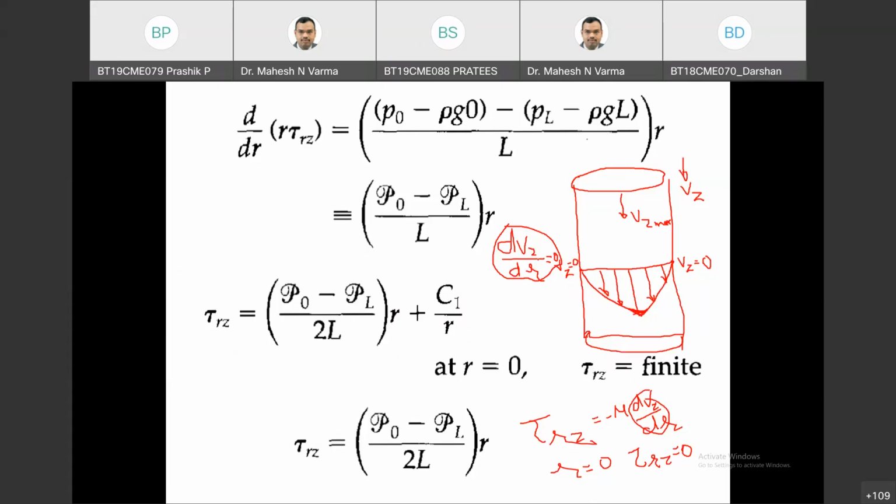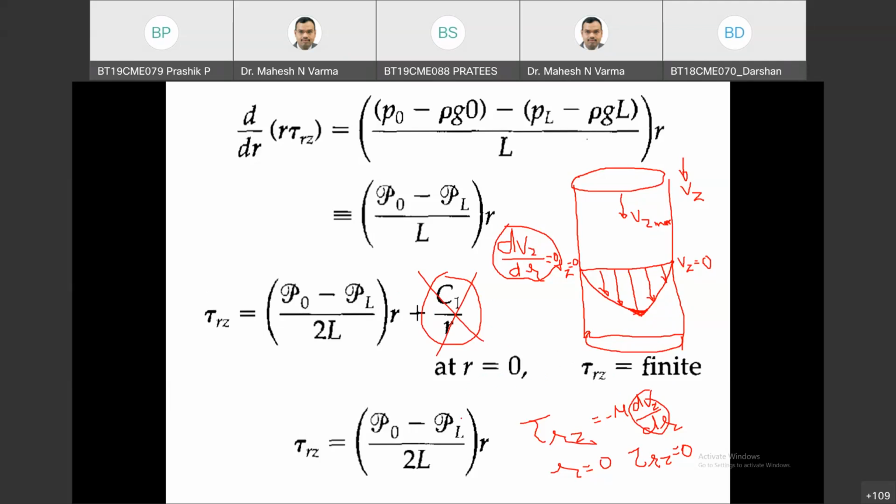Even if you don't know how to imagine the flux profile, velocity profile and mathematics, you can simply use that at any physical point of my geometry, tau rz should not have an undefined value. And this term is giving me an undefined value at r equals 0. So at r equals 0, tau rz is finite. Hence, this term should not be there in my profile equation.